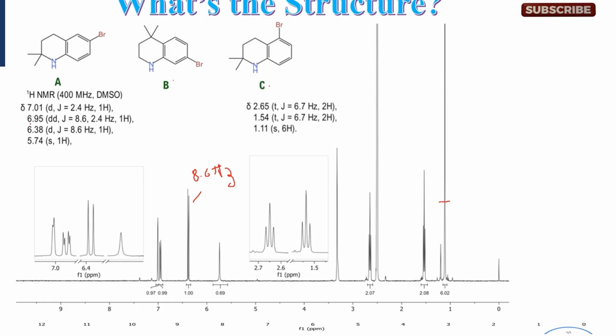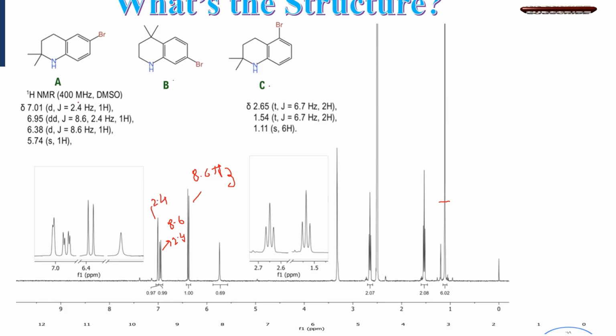The other one is at 6.95, which is a doublet of doublet having two coupling constants, 8.6 and 2.4 hertz. And the peak at 7.01 is a doublet having a J value of 2.4.